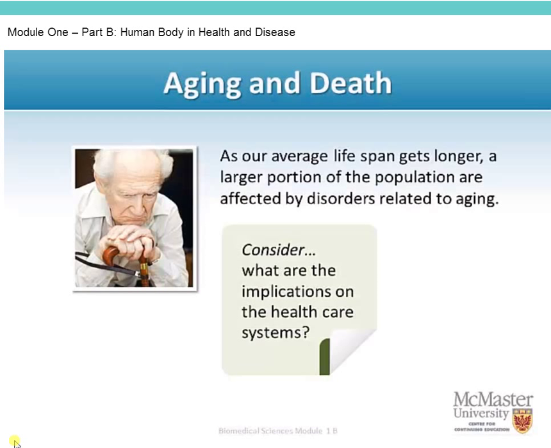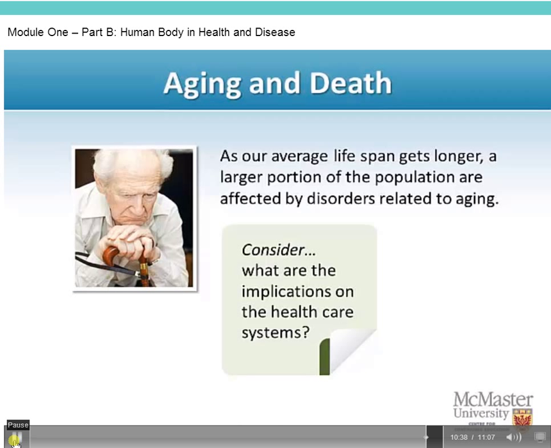As our average lifespan gets longer, a larger portion of the population are affected by disorders related to aging. Let's consider for a moment the implications of aging on our healthcare systems.